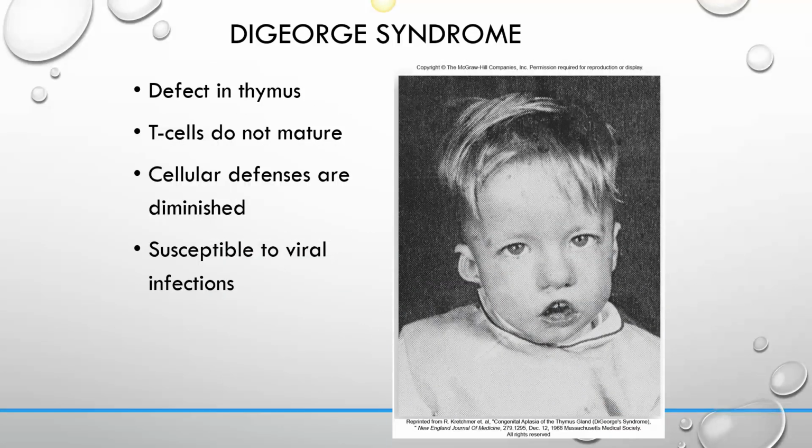So some of those include DiGeorge syndrome. DiGeorge syndrome is a defect in your thymus where T cells do not mature. Your cellular defenses are diminished and you are more susceptible to viral infections. You also have a decreased ability to produce the parathyroid hormone.